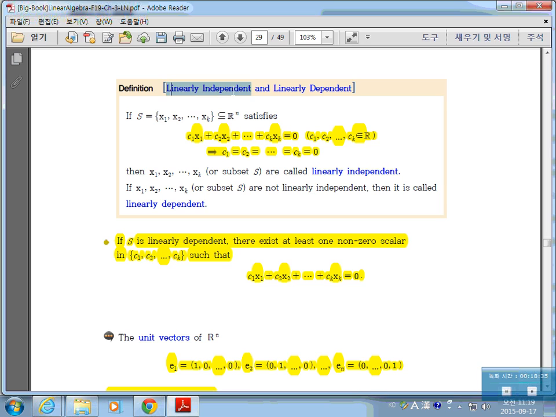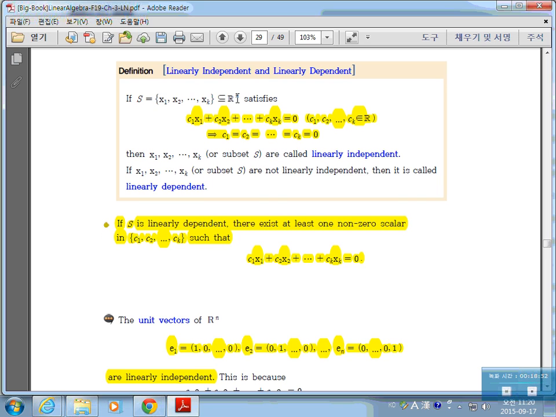Next, linear independence and linear dependence. This concept is terminology that we are introducing to explain the situation that you had seen in the earlier examples. Here, S is a subset of Rn, and if the linear combination of these being equal to 0 implies all the coefficients Ci are equal to 0, then we call these vectors, or the subset S, linearly independent. If not, then we call this set S linearly dependent.